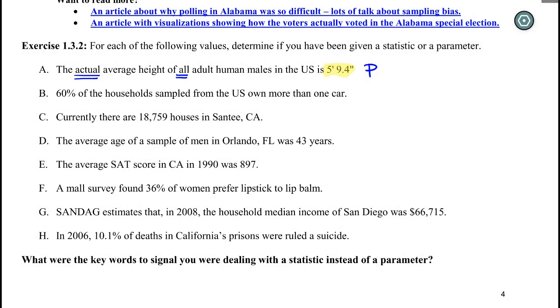So if you paused and came back, here are the answers. A lot of them were pretty straightforward, right? 60% of homes sampled. Obviously, this value of 60%, which is a proportion, is from a sample.